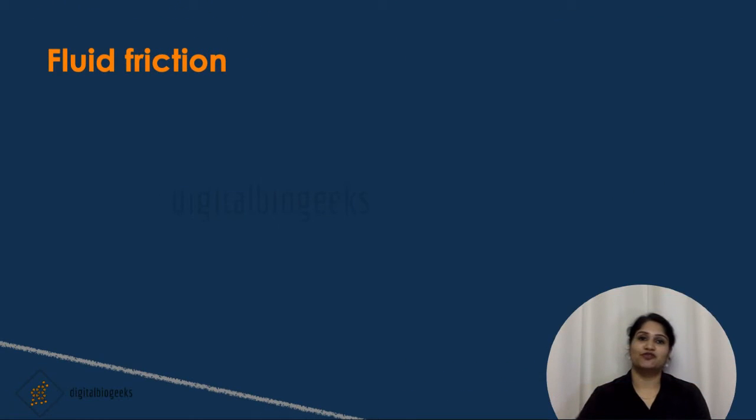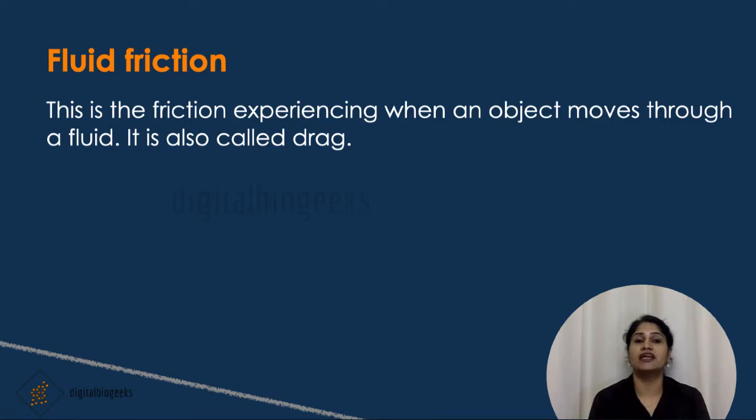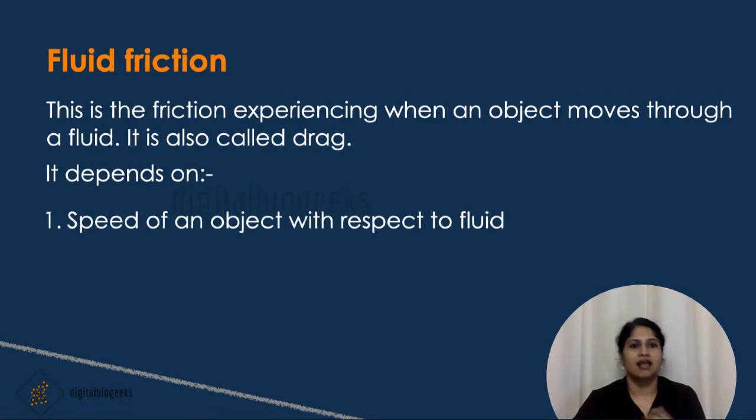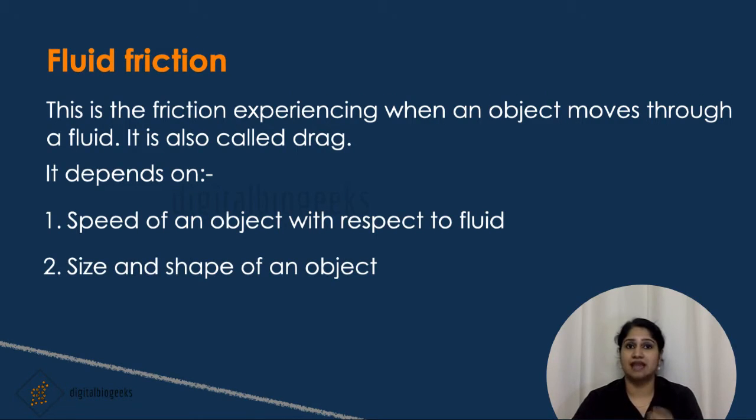Let's move on to fluid friction. In science, we call liquids and gases together as fluids. And when an object passes through these fluids, this fluid will exert a force, that is fluid friction. And this fluid friction depends on some factors like the speed of an object with respect to the fluid, size and shape of an object, and nature of the fluid.